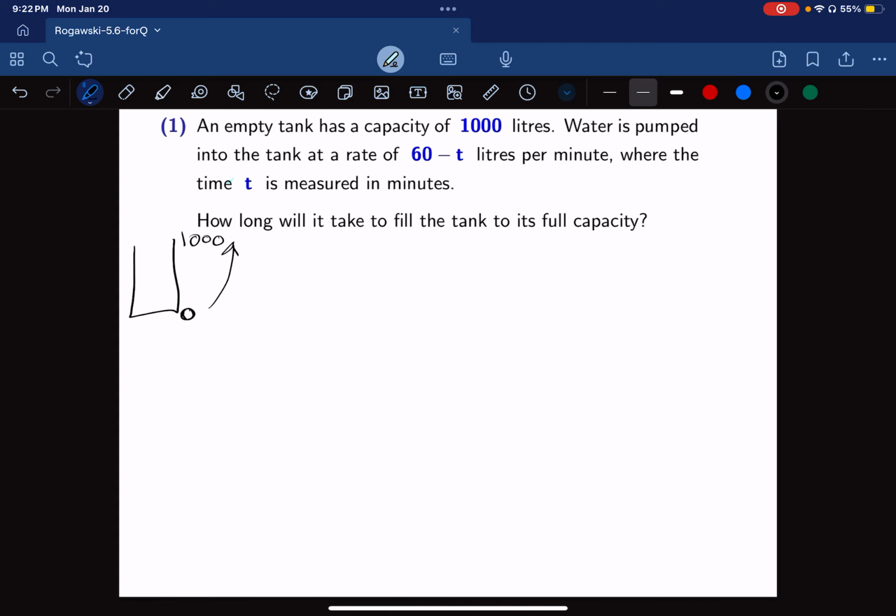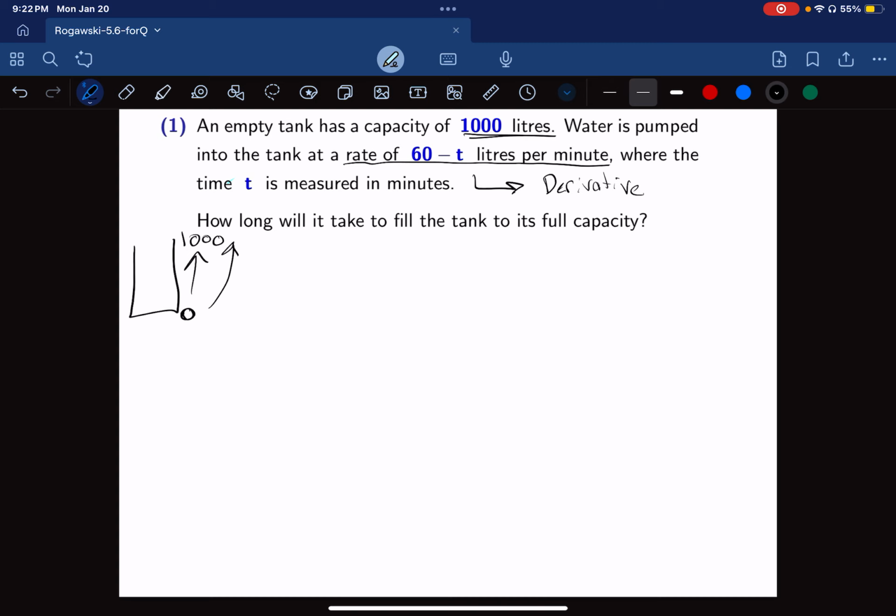Now, this question has already given us the rate of change for this water. The water flows into this empty tank at 60 minus t liters per minute. And we already know that the maximum capacity of this tank is 1,000 liters. So think of this as a rate of change, as we know, is simply a derivative. And we already know that the position of the water is going from 0 to 1,000.